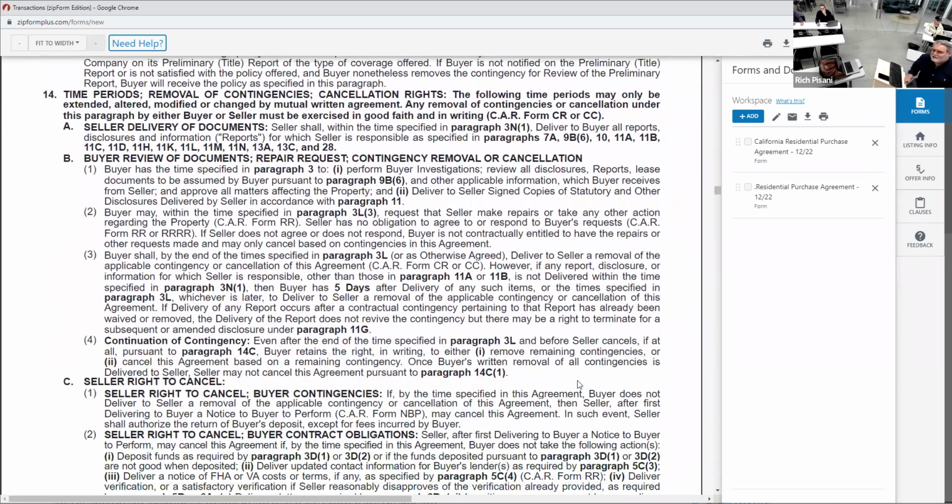Once again, contingencies are not removed unless they're removed in writing. Okay, and then if there's a contingency in place and the buyer is acting in good faith and they don't want to proceed, they can cancel because of that contingency. If there's something they don't like in the inspection, then they can cancel because of the investigative contingency.